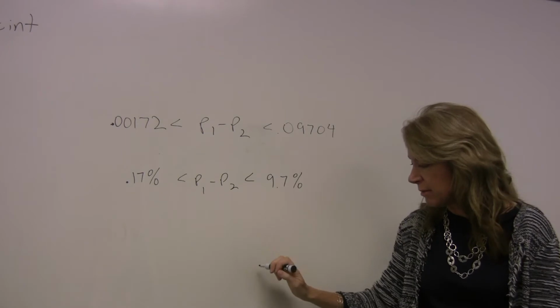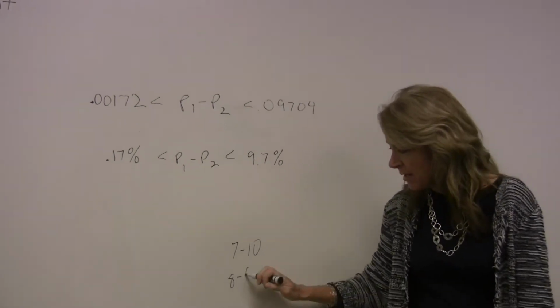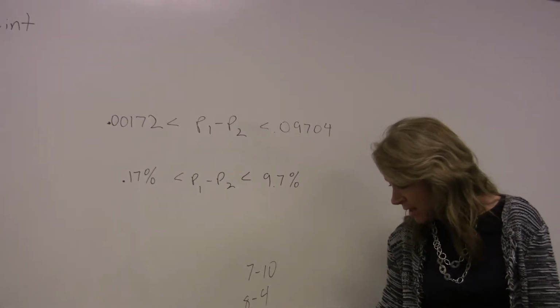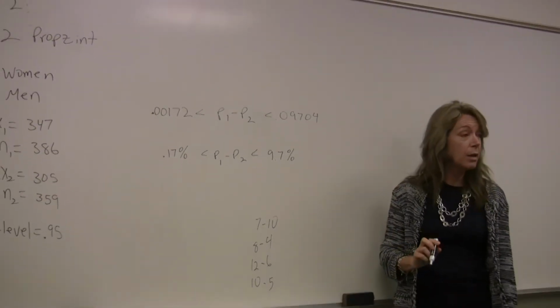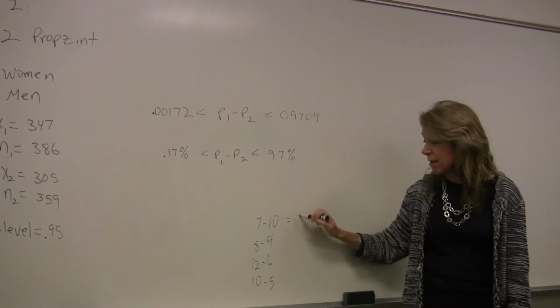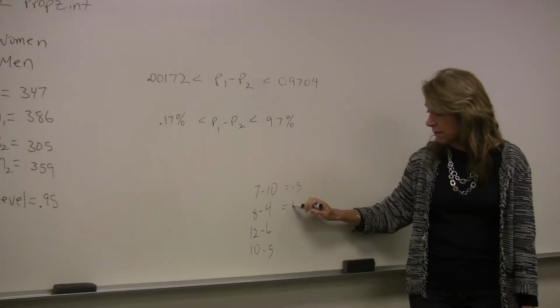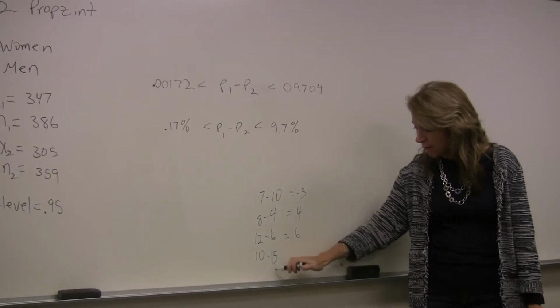Let's do some practice problems. 7 minus 10, 8 minus 4, 12 minus 6, 10 minus 5. If the first number is smaller than the second number, the answer comes out negative. We agree? Oh, these all came out positive. Here, make it a 15. There we go.